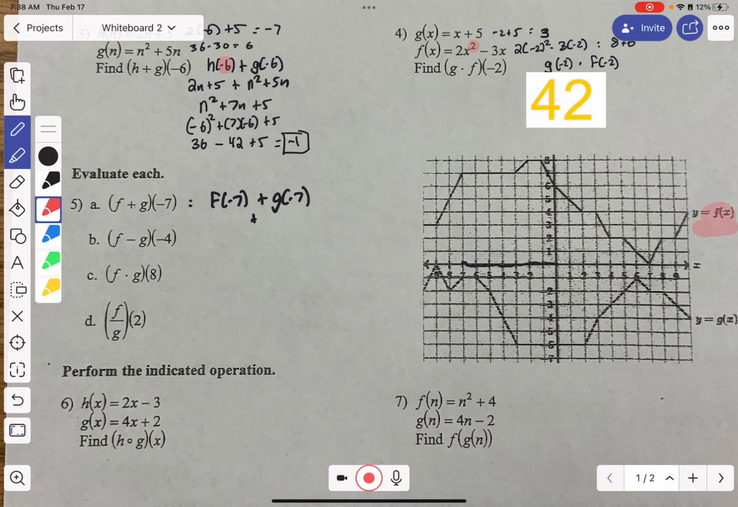So the f of negative 7, I have to go up. So that's 7. G of negative 7 is negative 1. So that is 6 for our solution. Erase those things.